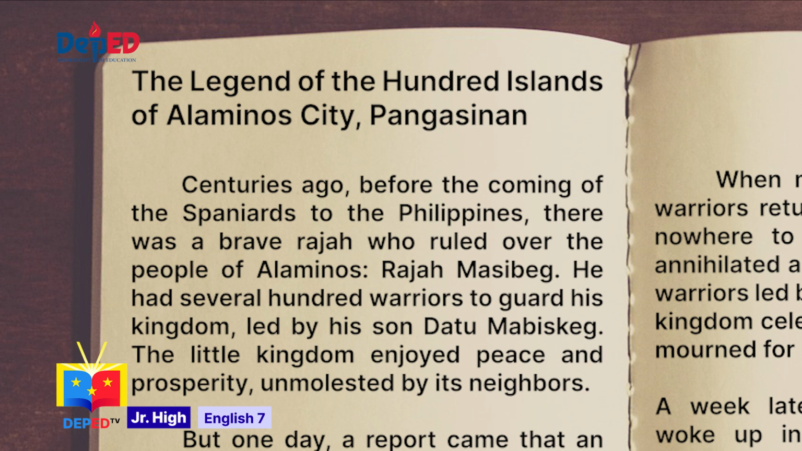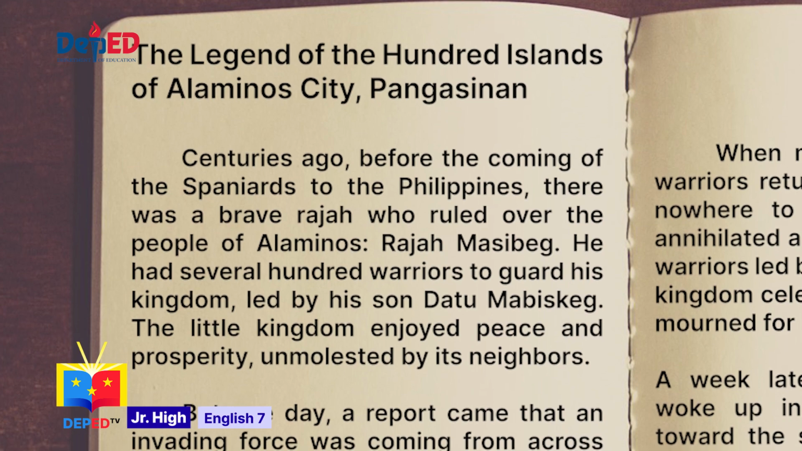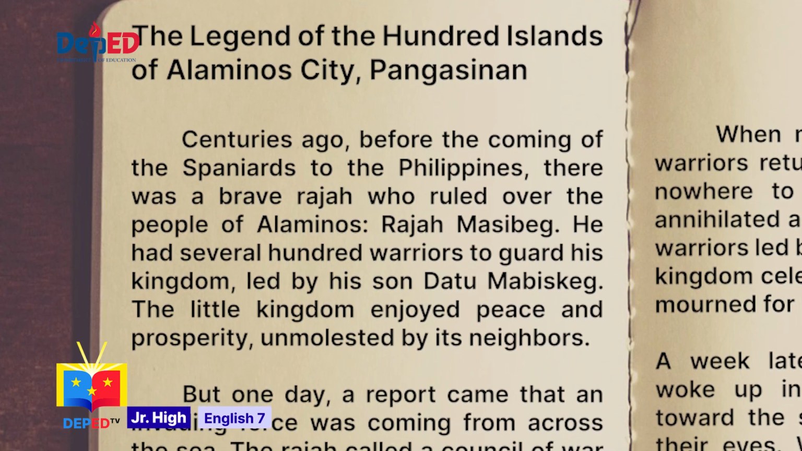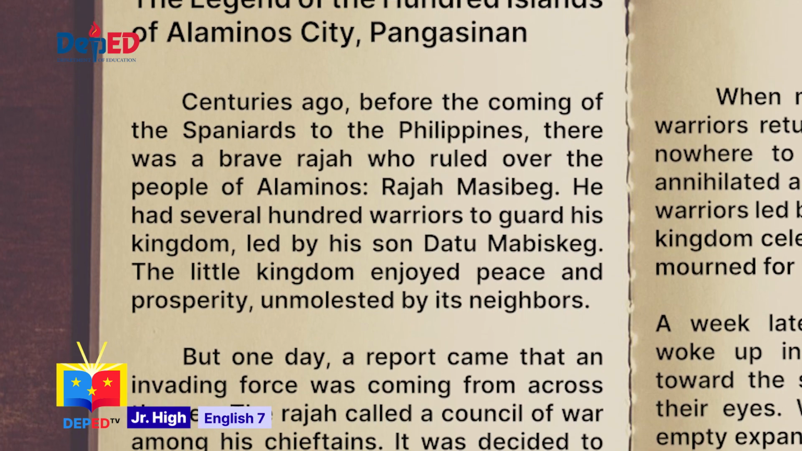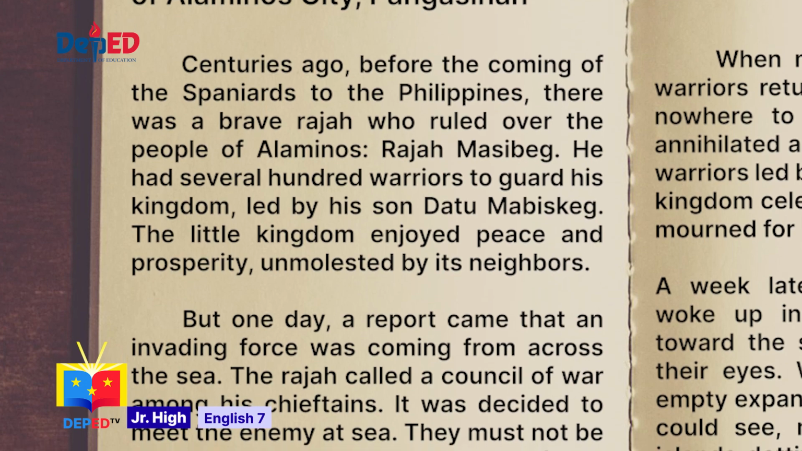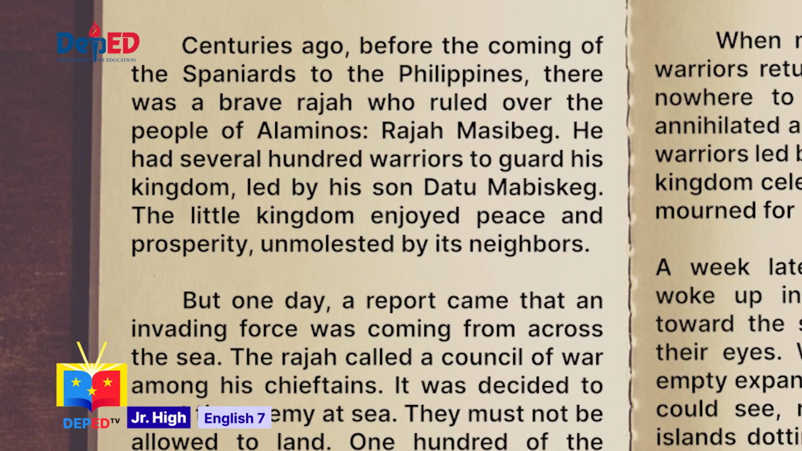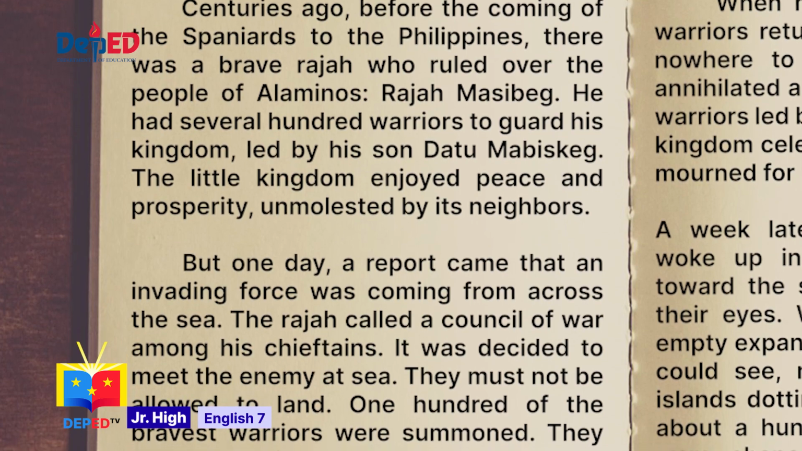Centuries ago, before the coming of the Spaniards to the Philippines, there was a brave Raja who ruled over the people of Alaminos, Raja Masibag. He had several hundred warriors to guard his kingdom, led by his son, Datu Mabiskag. The little kingdom enjoyed peace and prosperity, unmolested by its neighbors. But one day, a report came that an invading force was coming from across the sea.